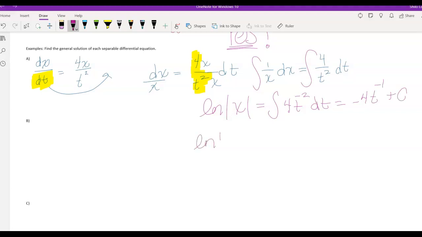So right now we've got natural log absolute value of x is equal to negative 4t to the negative 1 plus c. I'm glad we came across this type of problem so quickly because this is a type of solving that we're going to have to do quite a bit.